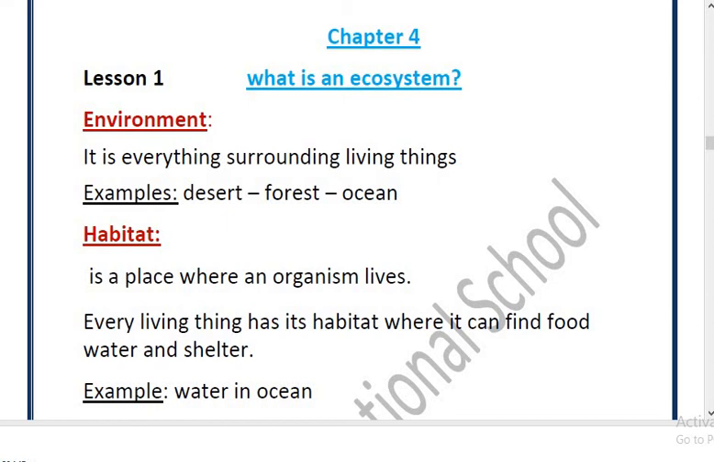Good morning, everyone. Let's start a new chapter which is talking about the ecosystem. The first lesson is only describing the ecosystem and some keywords about the ecosystem.